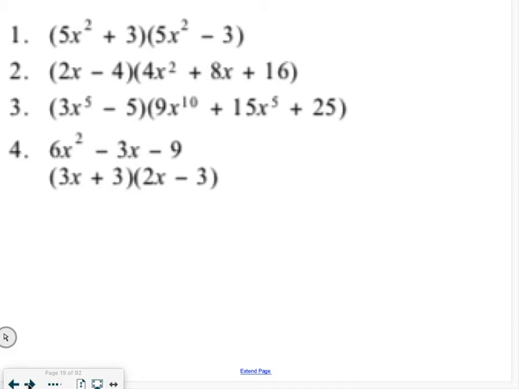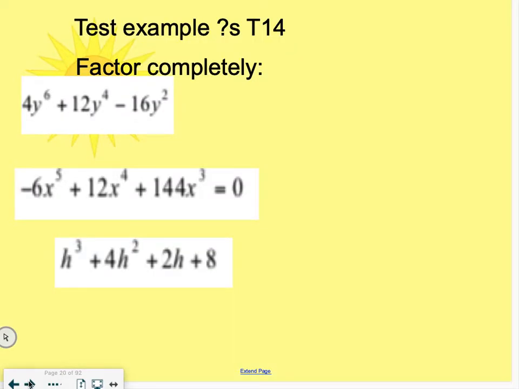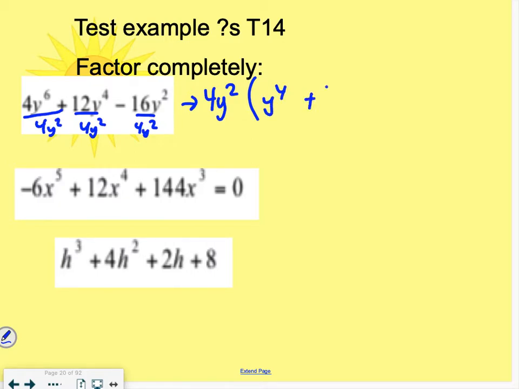Now on the next page, I'll not forget the cardinal rule here. First, factor out any GCFs. So I look at this one, I can factor out a 4y squared from everything. If I divide each of these by 4y squared, I'll get y to the 4th plus 3y squared minus 4.